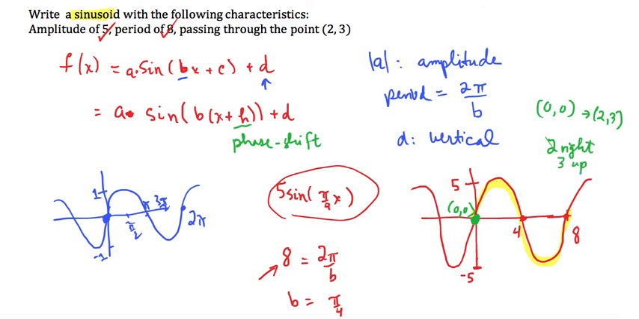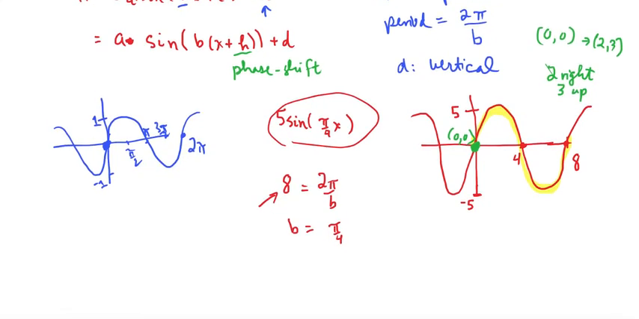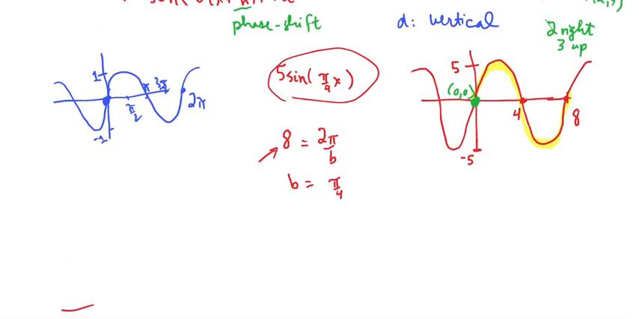So that's going to change our graph a little bit. Instead of 5 sine of pi over 4 times x, what we end up with is 5 sine, pi over 4, and we are going to have to move it up 3 units. So we're going to have a plus 3 at the end here.